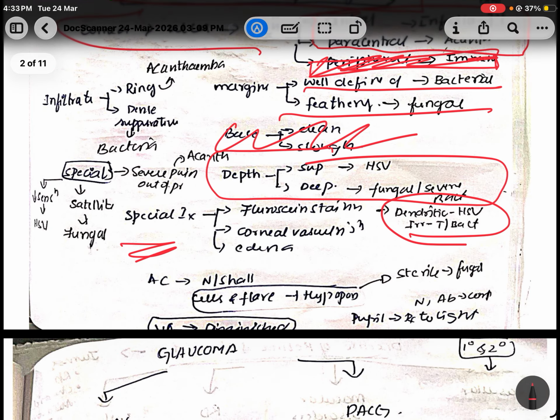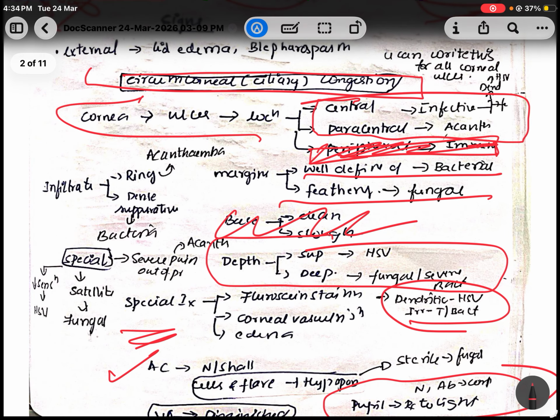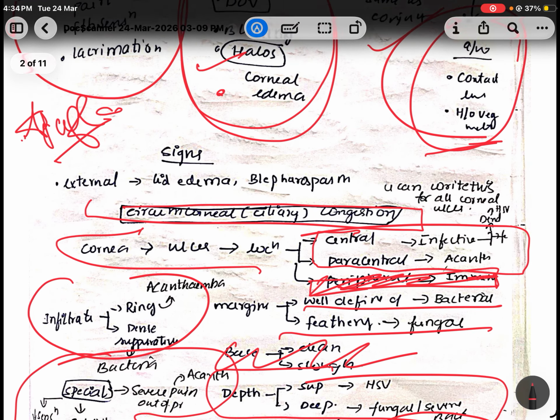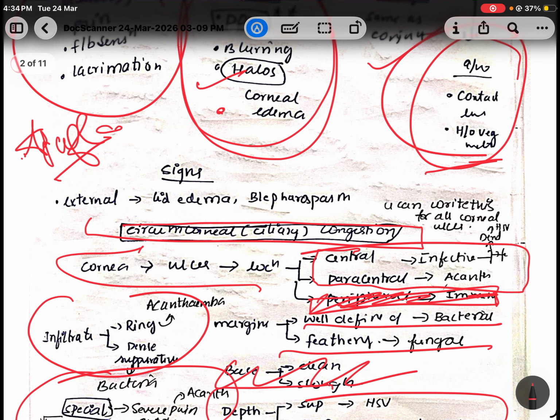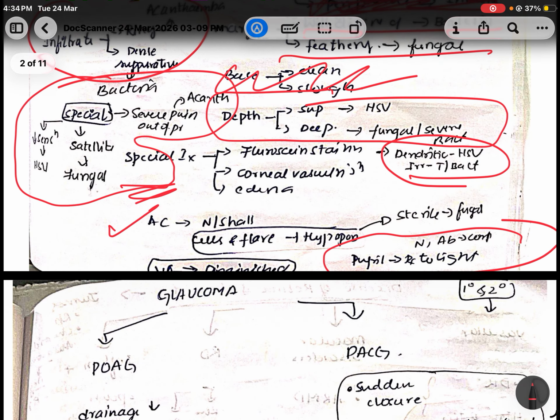Then the anterior chamber, you have to mention if it's a sterile hypopyon or not sterile. Based on that, you can differentiate it. Based on pupillary reaction also you can mention about it. These are the special conditions which you need to mention also, and these are the infiltrates. Now based on this, obviously you know how to go about it, right? Same thing, I just want you to have an overall idea.